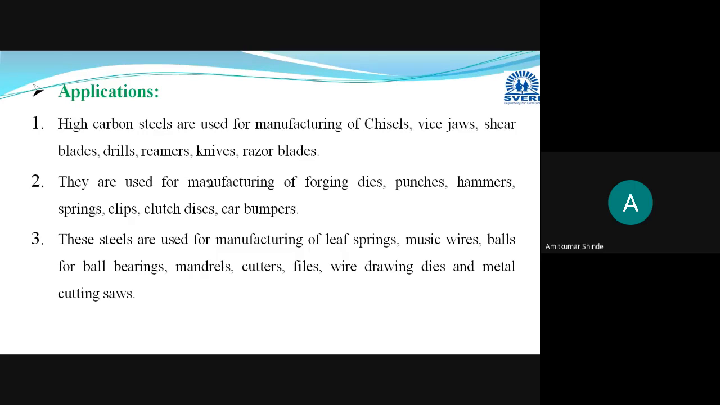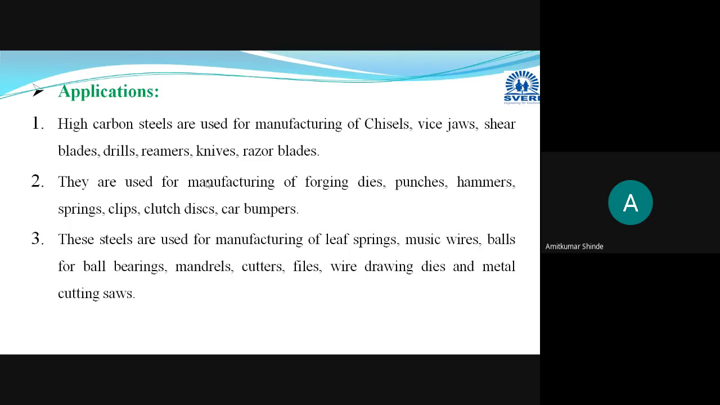Punches, hammers, springs, these all are made from the high carbon steel only. Then go for the third point. Then different types of the leaf springs are used. Leaf springs, I think these are used in the railways also. If you have seen the railway coach, at the bottom of that, the leaf spring is provided.